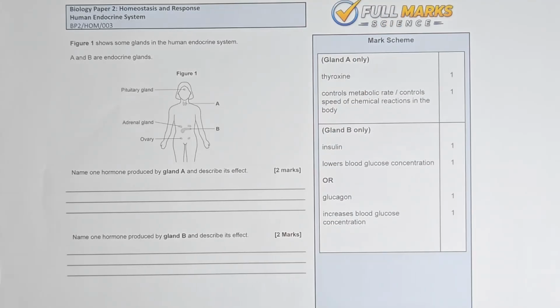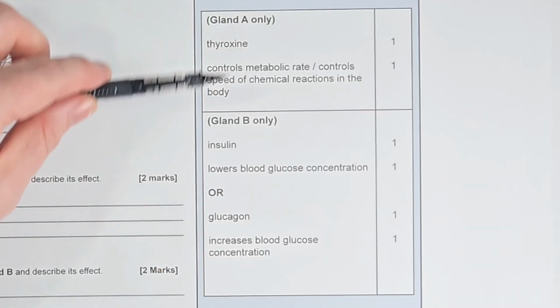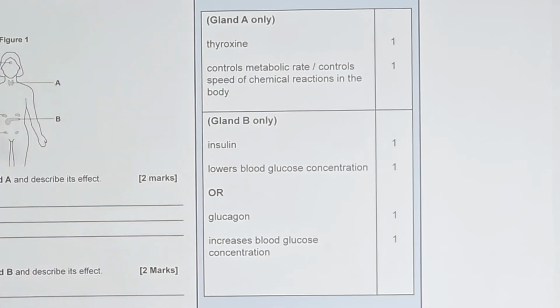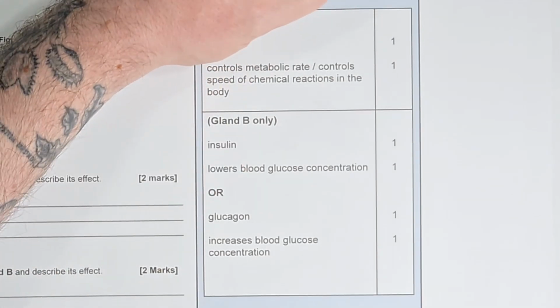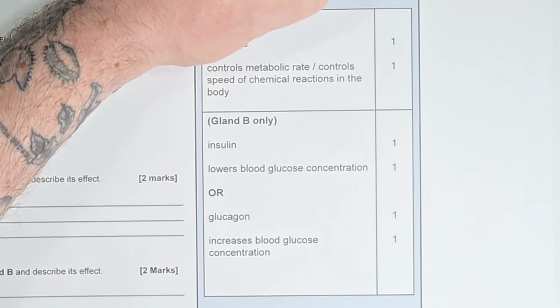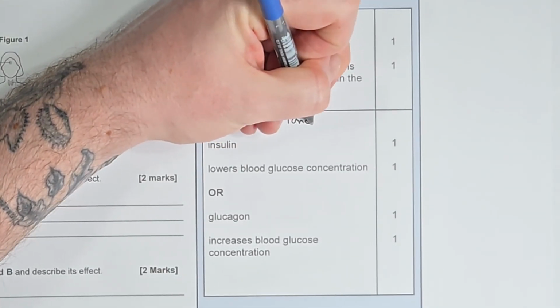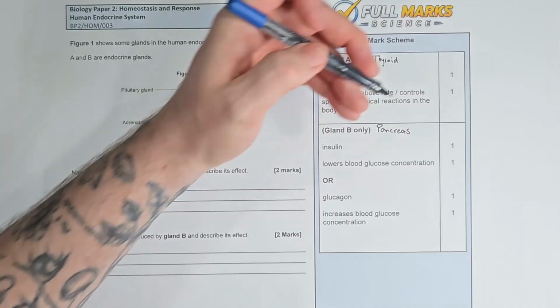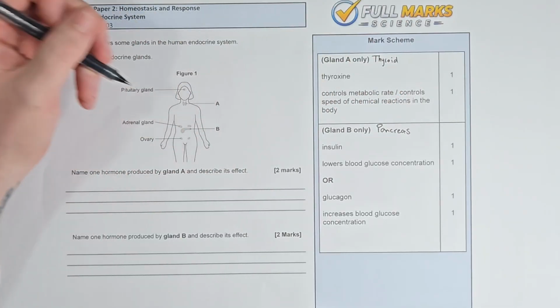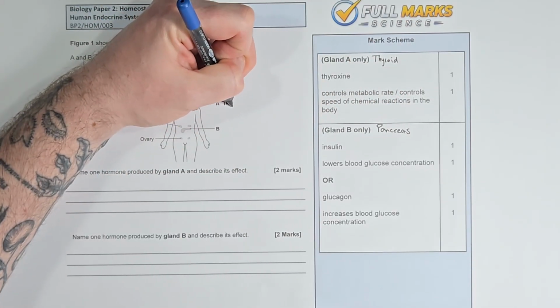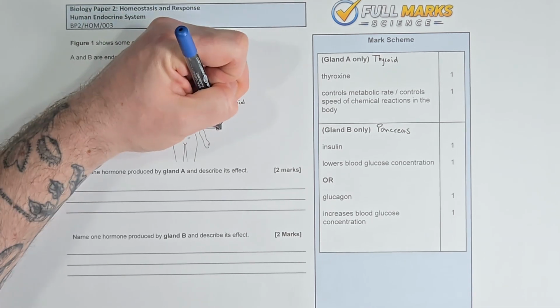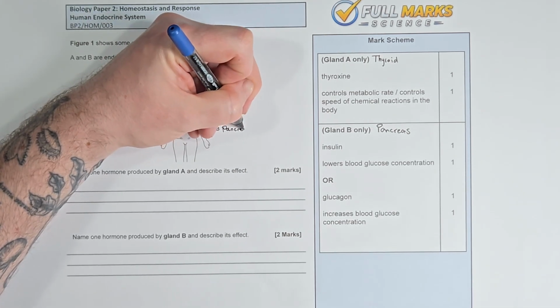Right, okay, so here is our mark scheme. We've got it split into 2, and we've got gland A and gland B. So I'm just going to highlight these while we are on here. So we've got our thyroid and we've got our pancreas. I could put them on here as well, so I will do. So A is thyroid, because it's still good revision to know what they are.